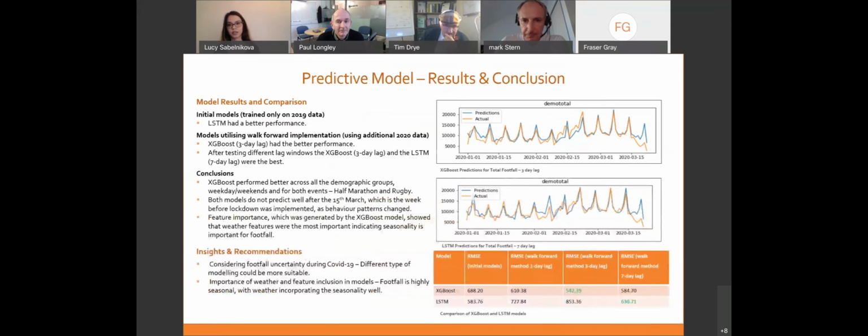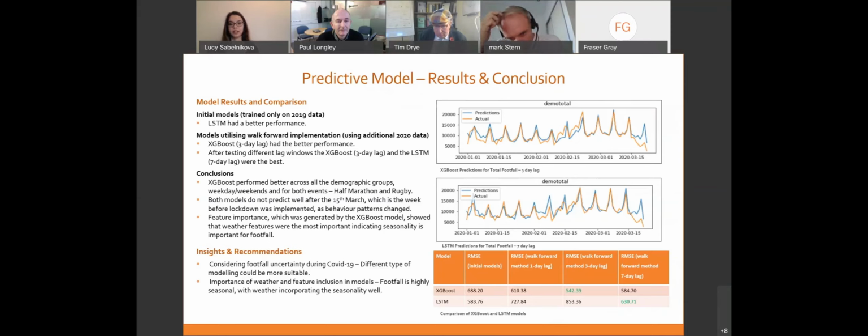So in terms of the model results, which you can see in the table on the right corner. First of all, I had the initial models, which were trained only on 2019 data, and the LSTM had a better performance. But once I improved on it and included the 2020 data, I could see that the XGBoost with a 3-day lag window had the better performance. And in addition, having tested different windows, the LSTM 7-day lag also had an improvement of performance.